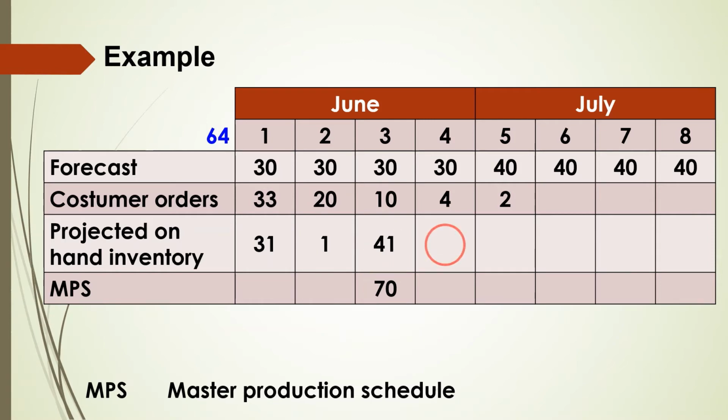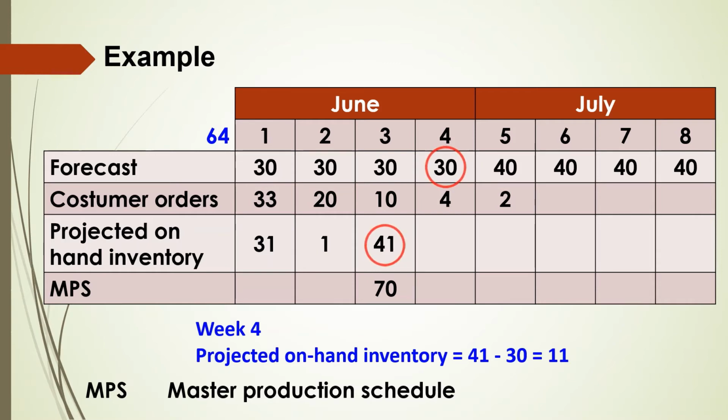For week 4, projected on-hand inventory equals projected on-hand inventory of week 3 minus the larger of forecast and customer orders. Because forecast is larger than the customer orders, the forecast amount is used. Thus, for the fourth week, we obtain projected on-hand inventory equals 41 minus 30 equals 11.